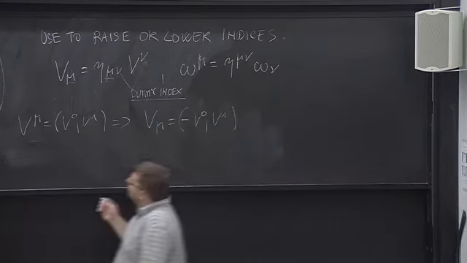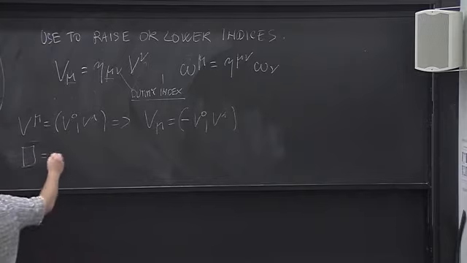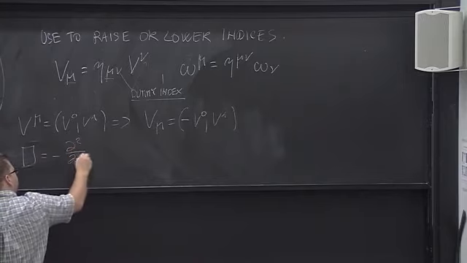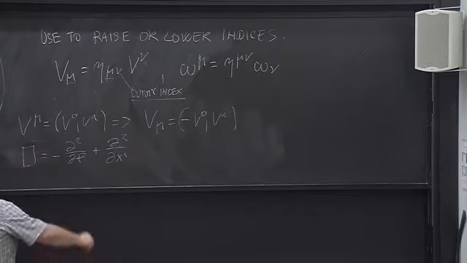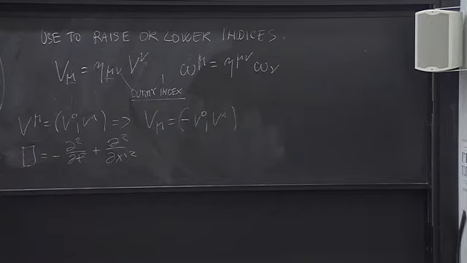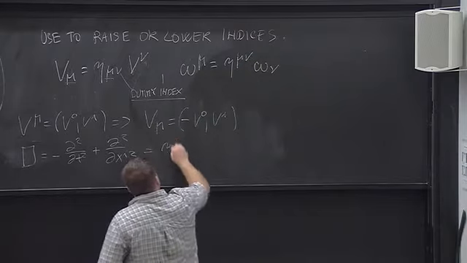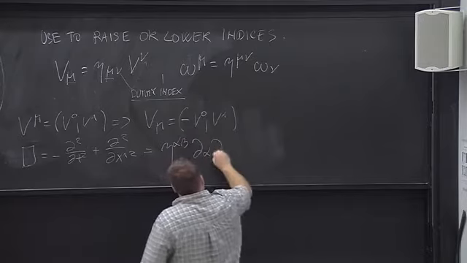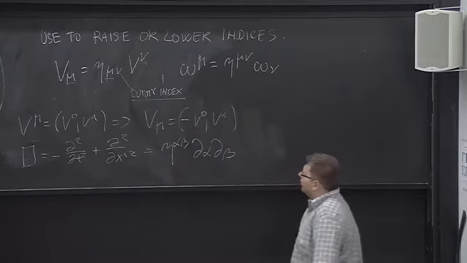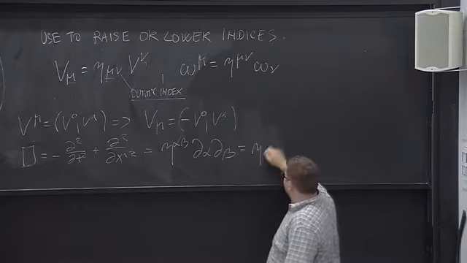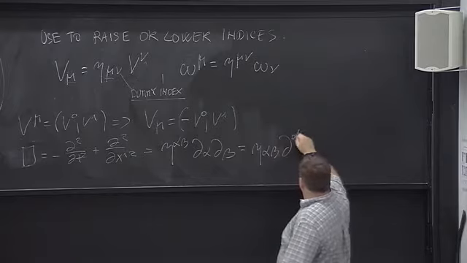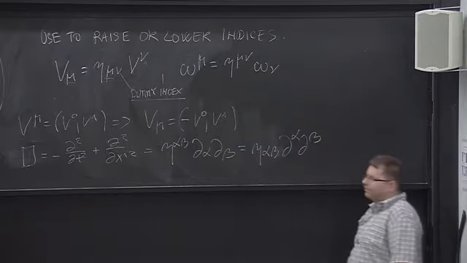Okay. So now notice also that our box operator, which was minus d squared over dt squared plus d squared over dxi squared, summing over all i, I can just write simply using this matrix here as eta^{alpha beta} d_alpha d_beta. Or I can raise this index and lower that index. So it's the same thing as eta_alpha^beta d^alpha d_beta. Doesn't matter.